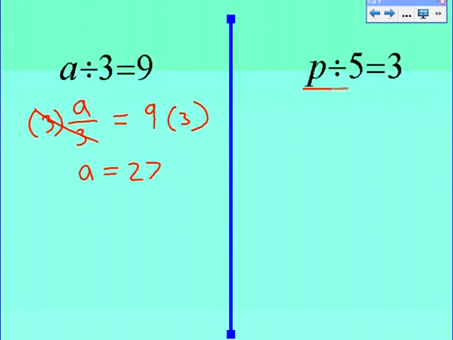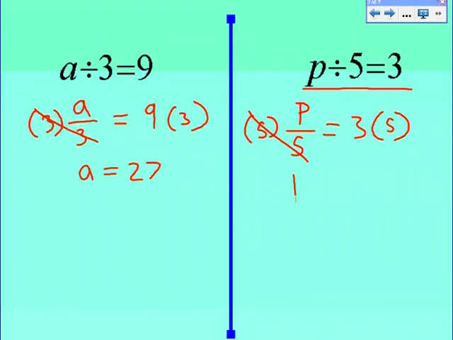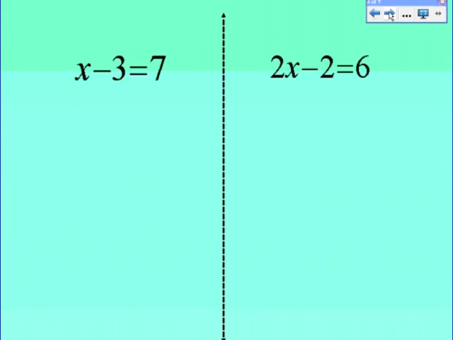Let's try this one now. Again, we should rewrite as p over 5 equals 3. We need to get p alone. To do that, we're going to have to undo division by 5, which means multiply by 5. And remember to do the same thing to both sides. The 5's cancel, and we get p equals 15. Again, pause the video and try this on your own.